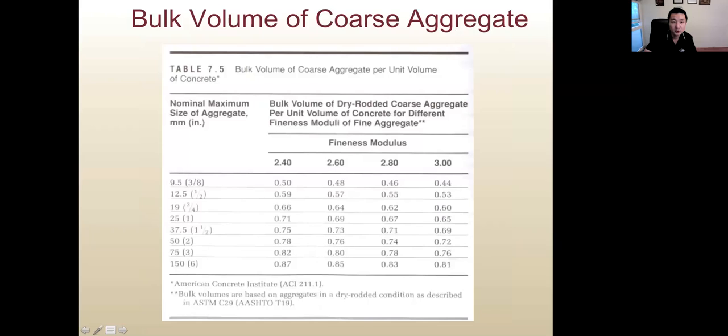The next table is to determine the bulk volume of coarse aggregate. What is the bulk volume? The bulk volume of coarse aggregate is the total volume occupied by the coarse aggregate, including the solid particles and also the interparticle space. In the second lab this week, we're going to determine the bulk volume of coarse aggregate. Another name for this is dry rodded weight of coarse aggregate. It's the same thing. Based on this table, if the size of the coarse aggregate is 1 inch and the fineness modulus of the sand is 2.4, the bulk volume of the coarse aggregate is 0.71 cubic foot per cubic foot of concrete.